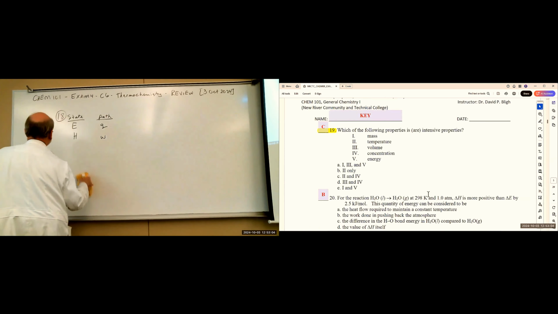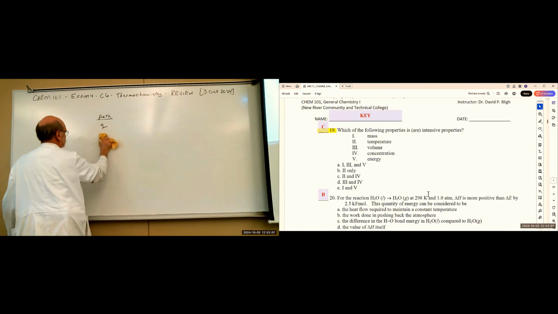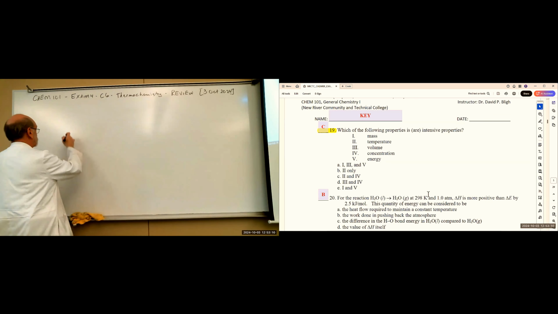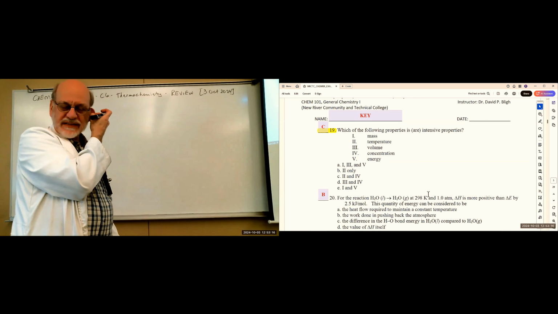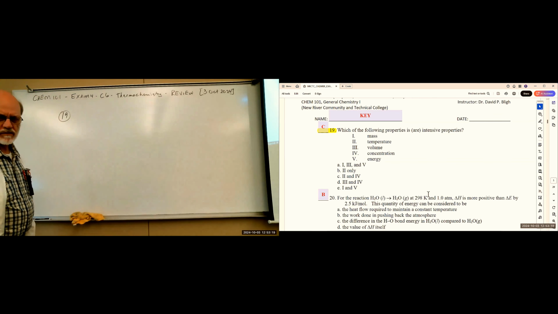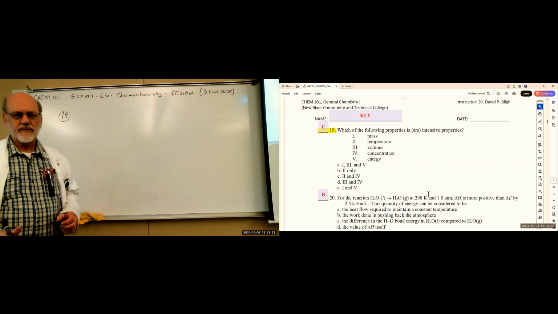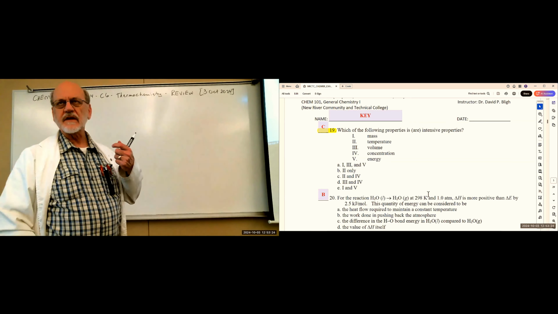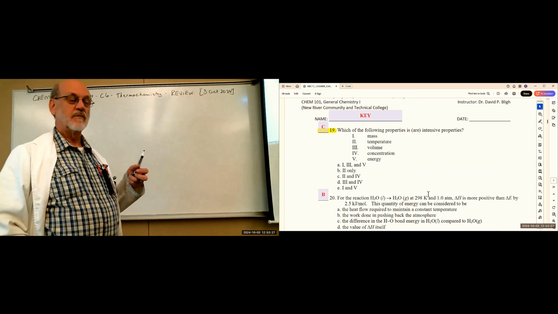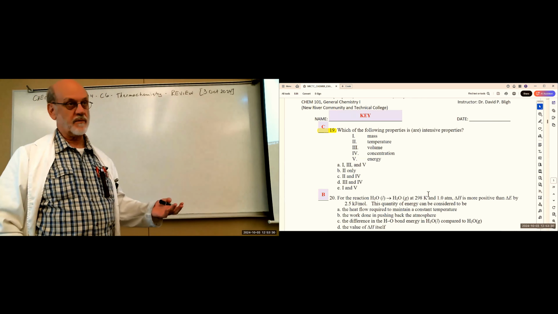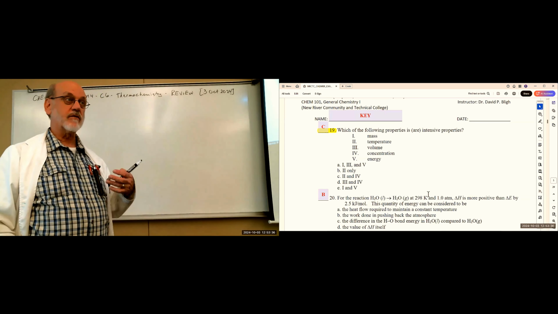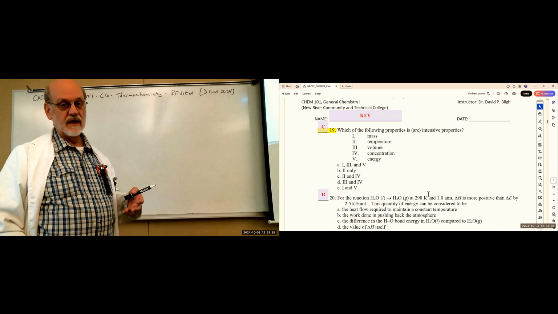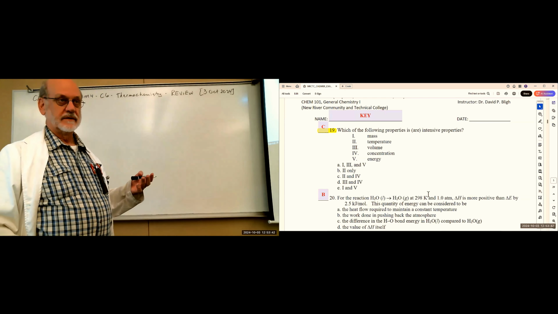All right, 19. Which of the following properties are intensive properties? Okay, rather than write them all up there, let's save a little time. Is mass an intensive property? No. The more you have, the more mass you have. That's an extensive property. Temperature. Yeah, temperature is a measure of average kinetic energy of the molecules in a substance, and it doesn't matter how much substance you have. Temperature is an intensive property.